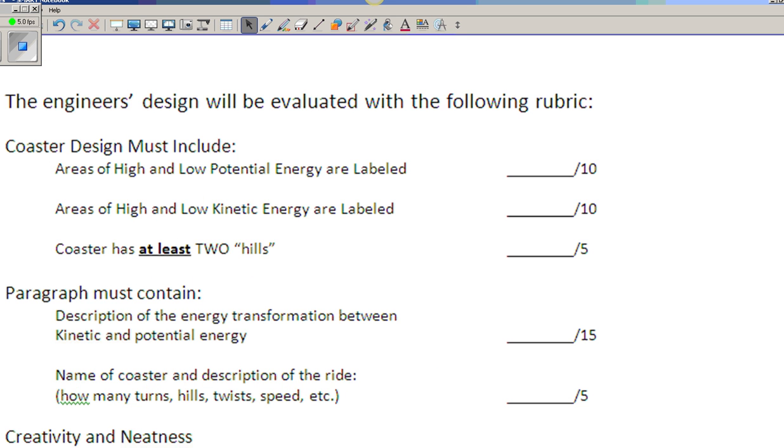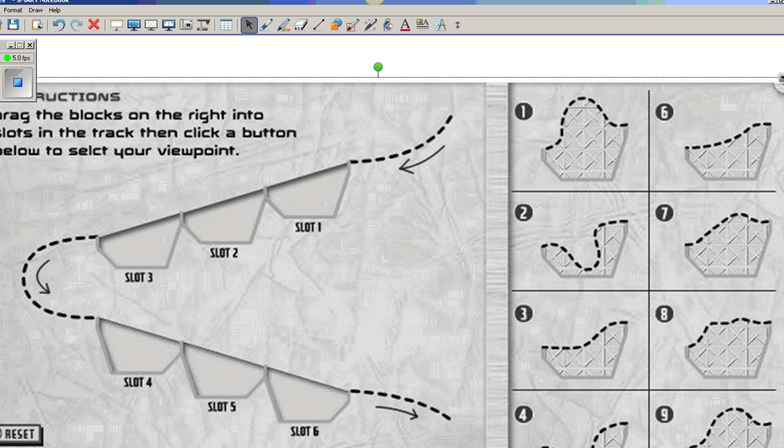So what you will be working on today will be the design. And the design of your coaster is going to be based on these coaster parts. And you should already have this handout in front of you. Okay, so let's take a look at the handout with the coaster parts.